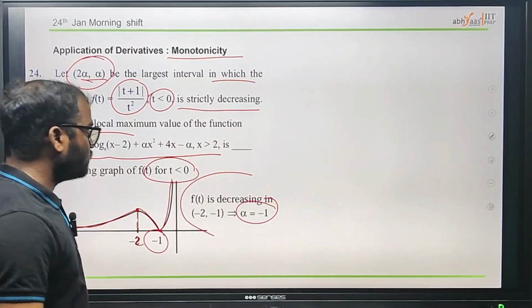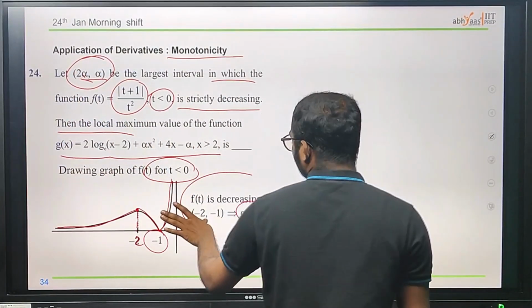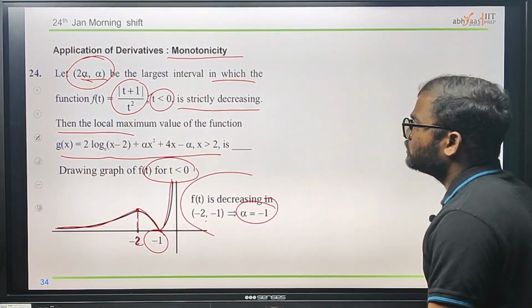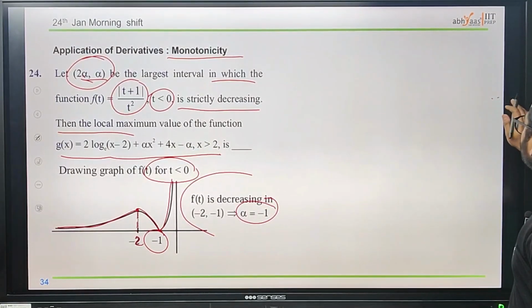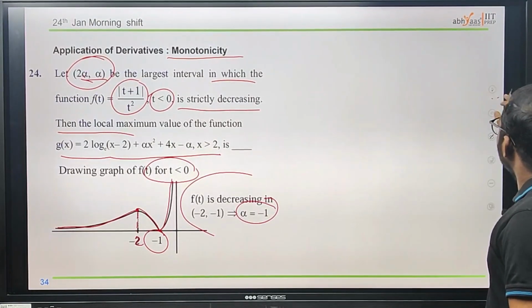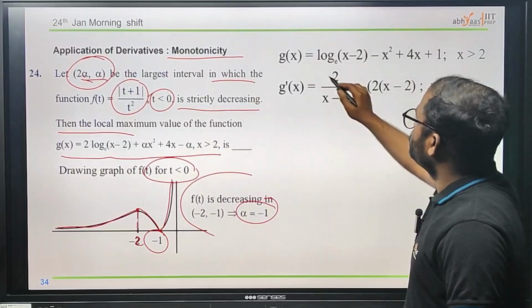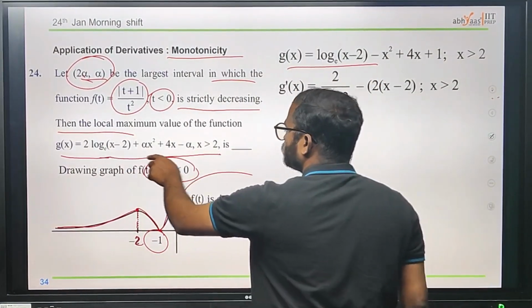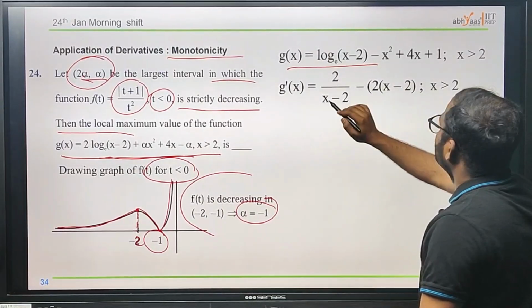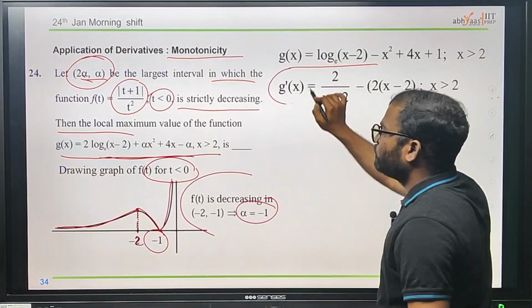Comparing this interval, we get -2 comma -1, which is alpha is equal to -1. Now from this we have the g of x. Using alpha, we can just substitute those values of alpha in this point. By substituting alpha, just do the differentiation.